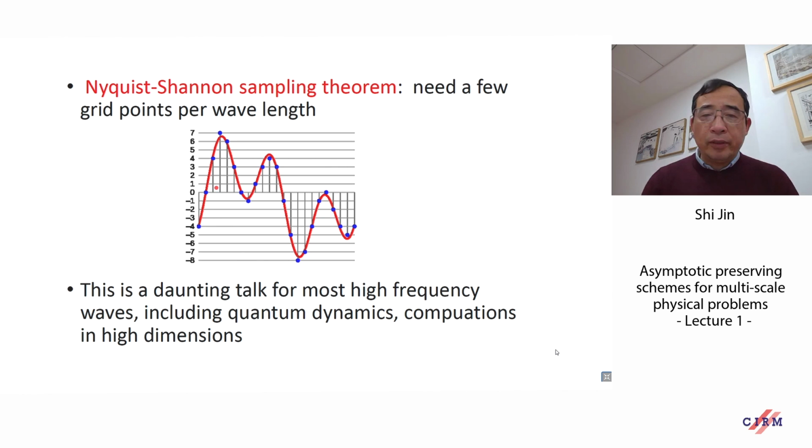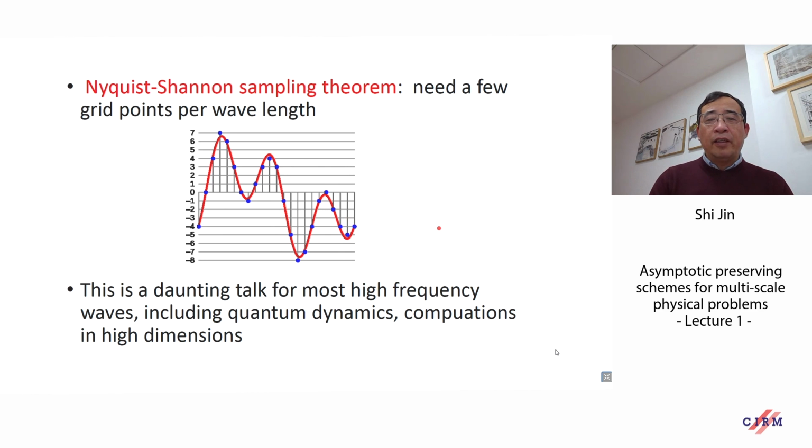This is the Shannon sampling theorem. Say you have a function like this and you want to plot it. This is one wavelength, and there are about 4 wavelengths here. You need a few grid points per wavelength to represent this function. Here you have about 7 or 8 points per wavelength. So the mesh size has to be smaller than the wavelength, much smaller.